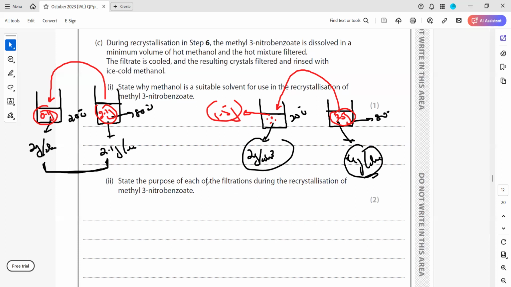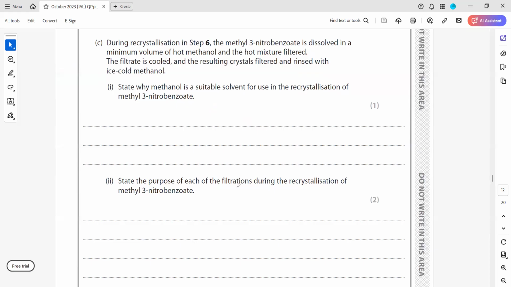Then state the purpose of each filtration during a recrystallization. What is the purpose of the hot filtration? In hot filtration, the substance will remain dissolved, so this will pass through as a filtrate and the insoluble substances will be left on the filter paper. So the hot filtration removes and separates the insoluble impurities.